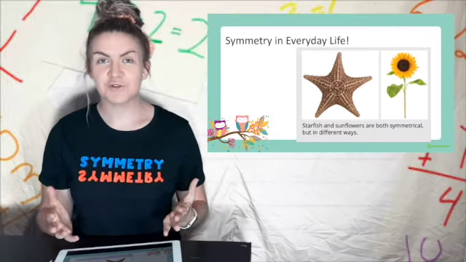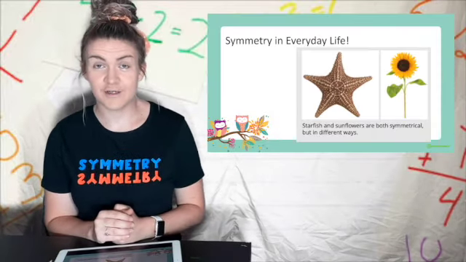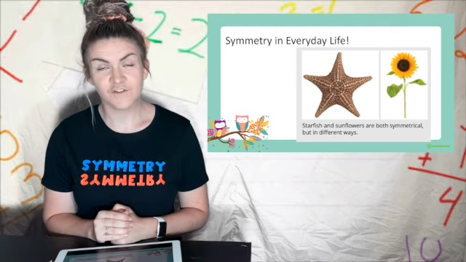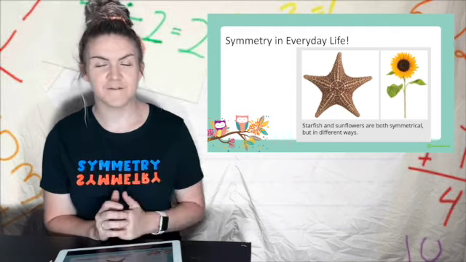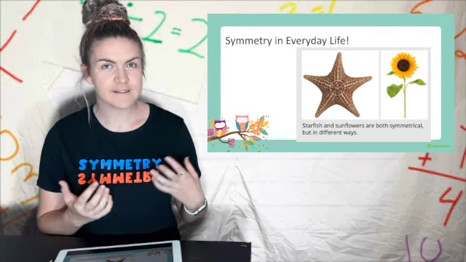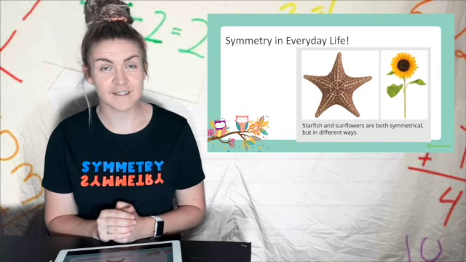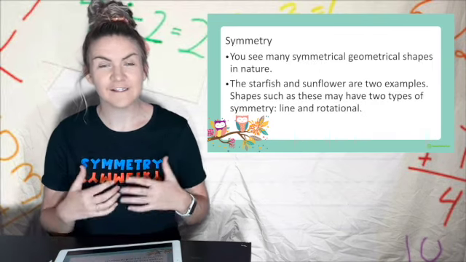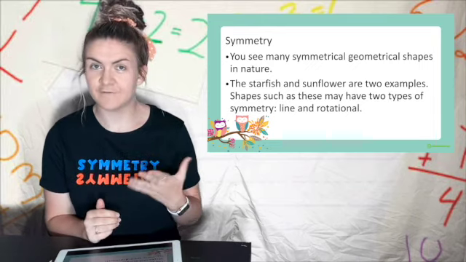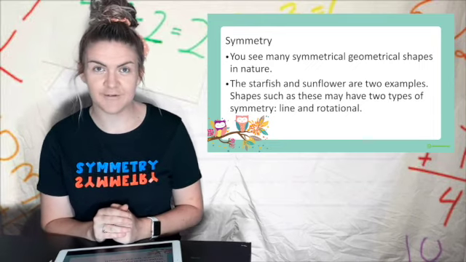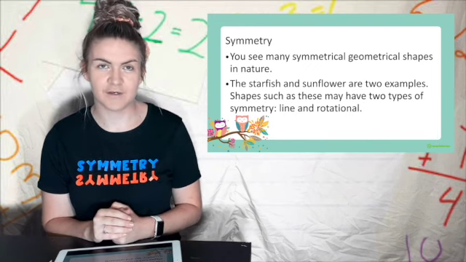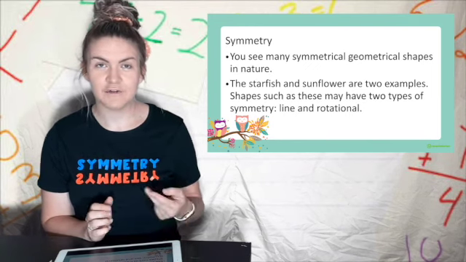Symmetry. I'm sure you already know a lot about symmetry and can think of many examples where symmetry is in everyday life. Today we're going to talk about two different types of symmetry, and in a starfish and a sunflower we can see these two different types of symmetry reflected in different ways. We can see lots of symmetrical geometrical shapes in nature, and the starfish and the sunflower are just a couple of examples. Shapes such as these can have two types of symmetry, line symmetry and rotational symmetry.